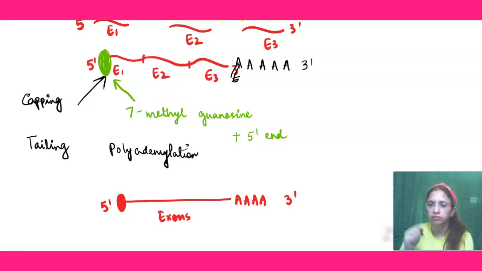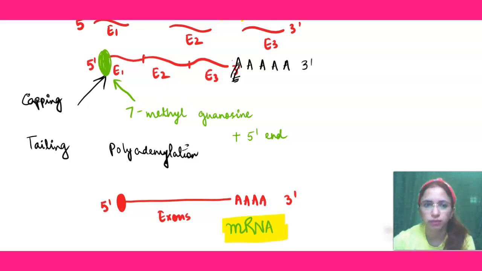When all these 3 steps are done, one after the other, means splicing, capping, and then tailing, then heterogeneous RNA is known as messenger RNA. This messenger RNA is the one that comes out of the nuclear pore, remains resistant to enzyme attack, and helps in the translation process.